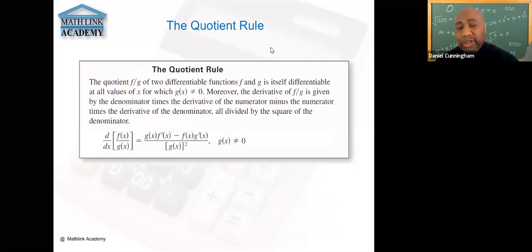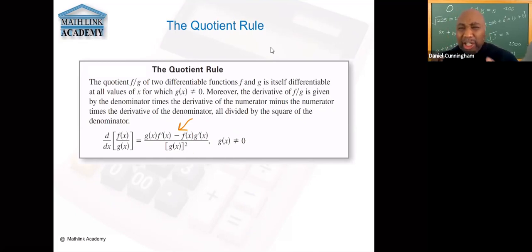It's going to be, and I'll usually start at the denominator, g of x squared. So whatever the denominator is, you square it. And then you bring it up to the top, to the numerator. It will be g of x times f prime of x minus, and that's important, it's minus in this case, f of x times g prime of x.